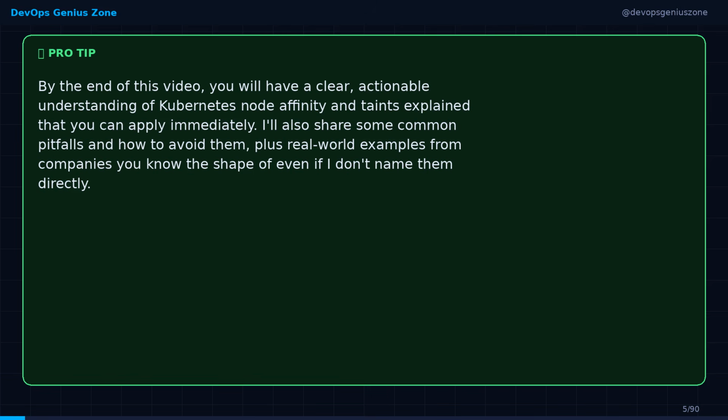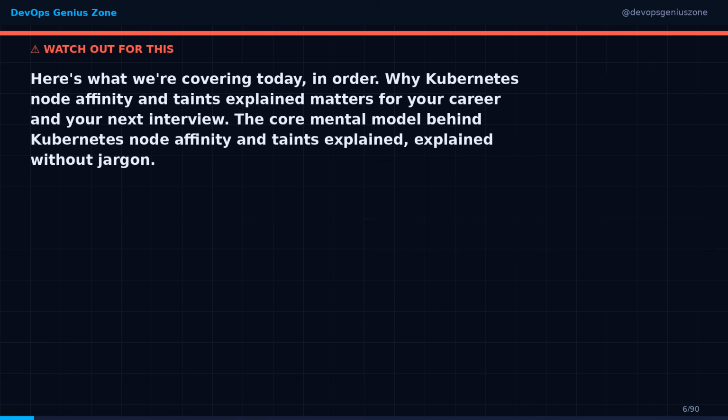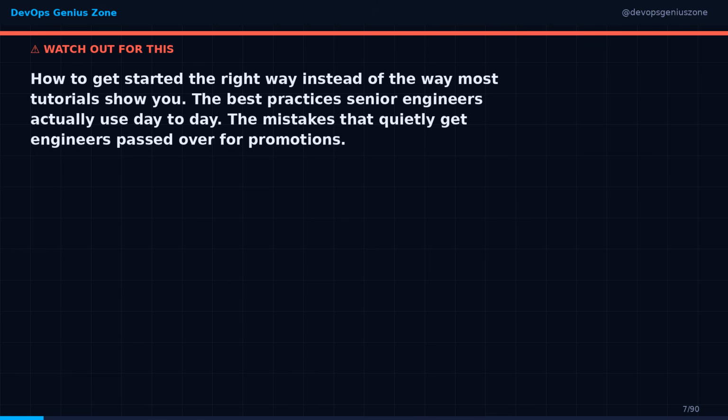Here's what we're covering today, in order. Why Kubernetes Node Affinity and Taints Explained matters for your career and your next interview. The core mental model behind Kubernetes Node Affinity and Taints Explained without jargon. How to get started the right way instead of the way most tutorials show you. The best practices senior engineers actually use day to day. The mistakes that quietly get engineers passed over for promotions. A real-world example with numbers attached.